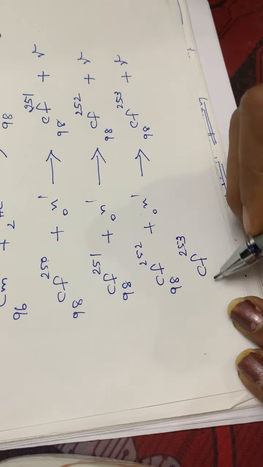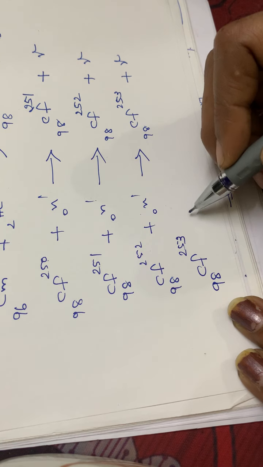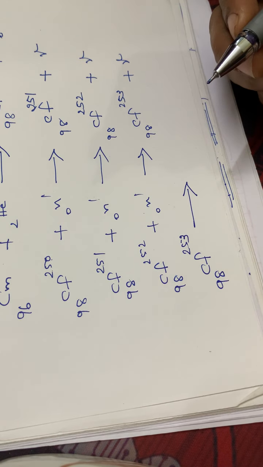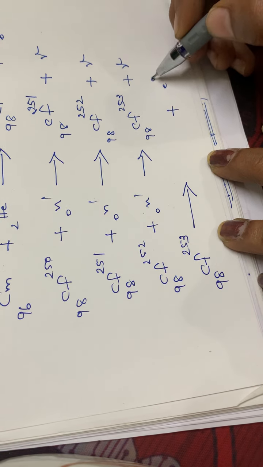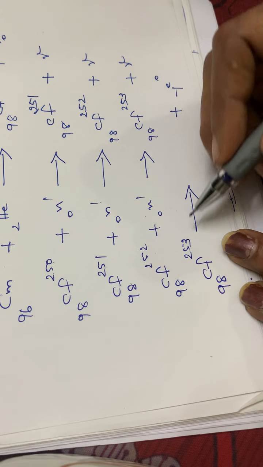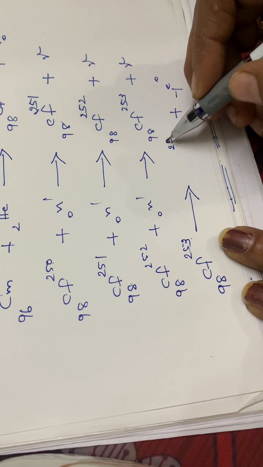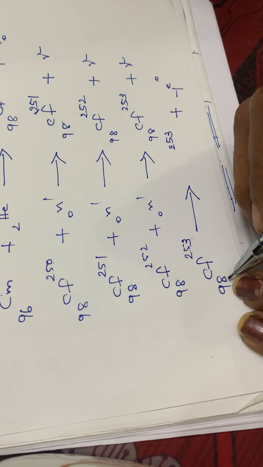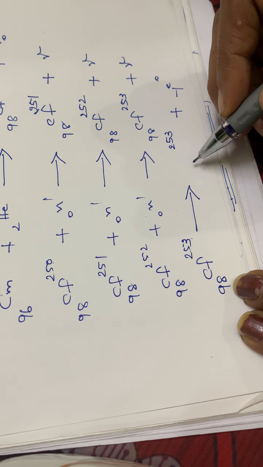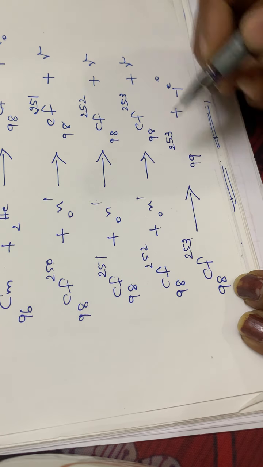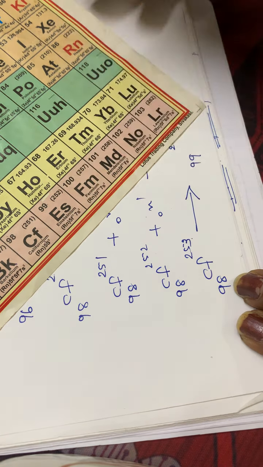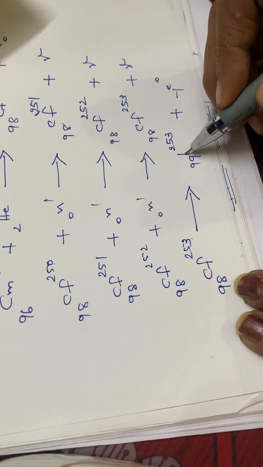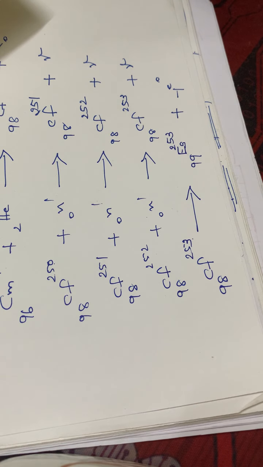Californium 253 emits a beta particle. Beta particle means e 0, minus 1. So here the mass number will be 253, and what about the atomic number? It is 98, so here it will be 99. And the element with atomic number 99 is einsteinium, isn't it? So here we will have einsteinium, Es 253, 99.